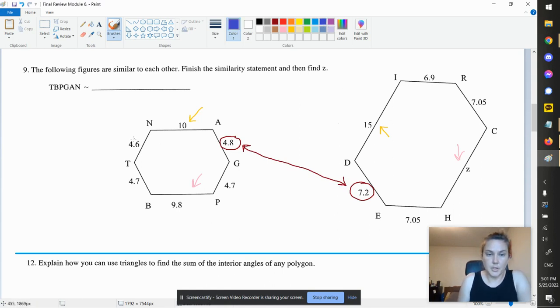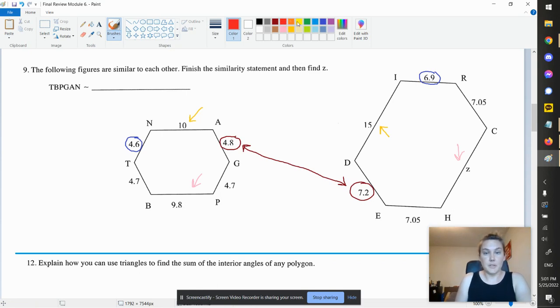We know for sure that these are the same, or corresponding. These are proportional because these 4.7s are the same and these 7.05s are the same. That means the 10 does match up with 15 and the 9.8 does match up with z.